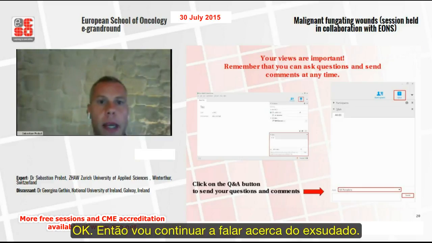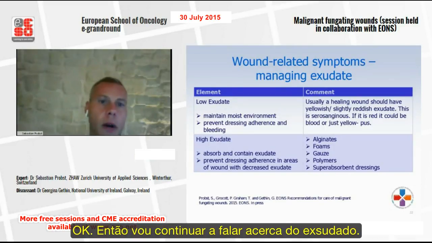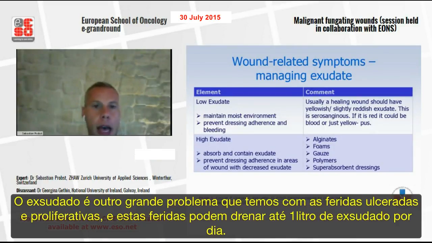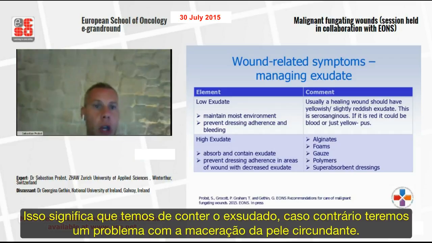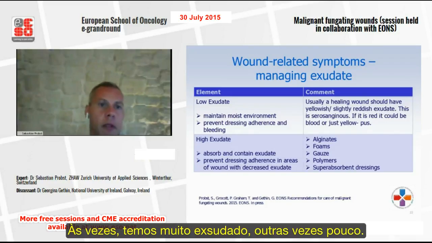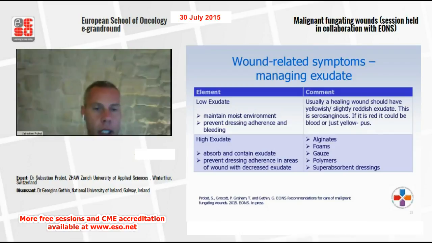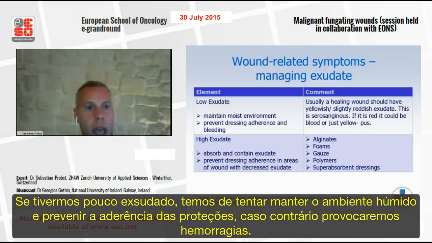Okay. Then we continue and talk about exudate. Exudate is another big problem that we have with fungating wounds, and these wounds can deliver up to 1 liter of exudate a day. That means we have to contain this exudate, otherwise we have big problems with maceration of the surrounding skin. Sometimes we have a lot of exudate, and sometimes only a little. If we have low exudate, we have to try to maintain a moist environment and prevent dressing adherence or that we provoke some bleeding.